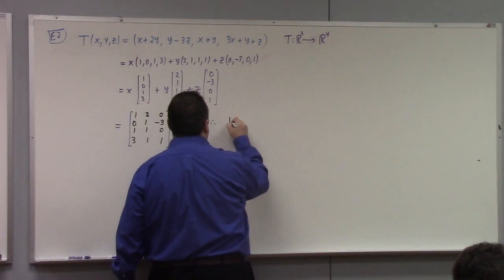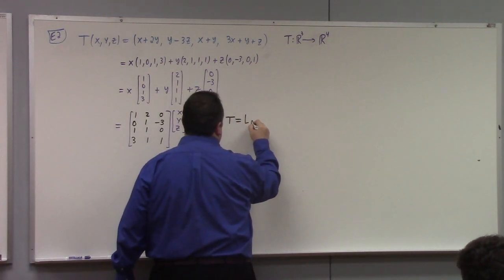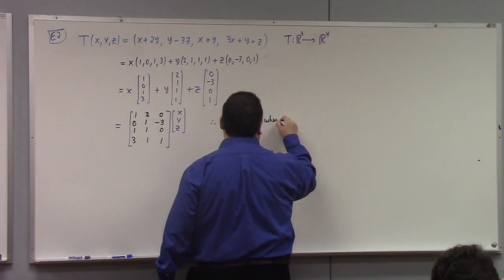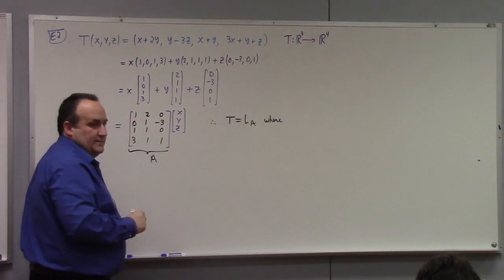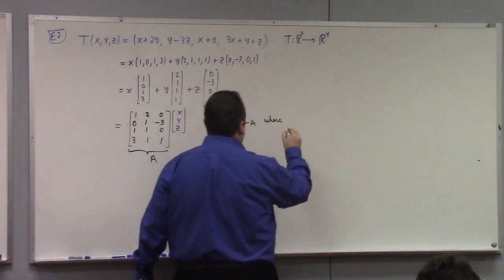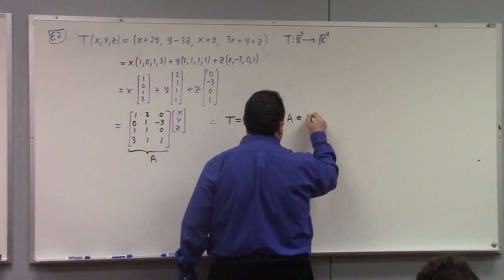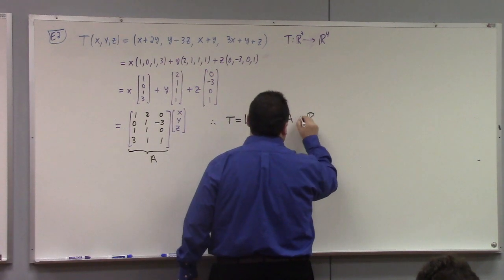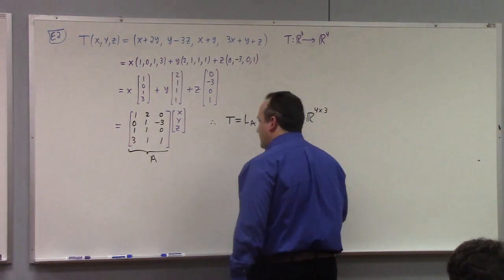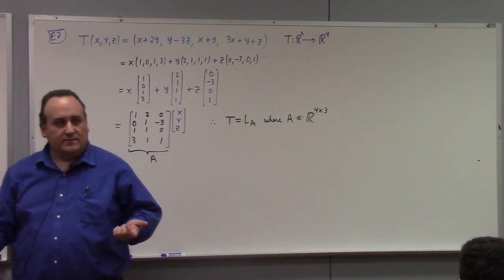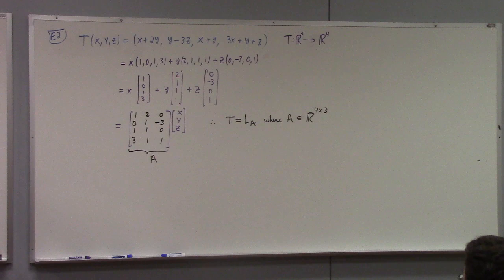Therefore, T is equal to L sub A, where this is A, right? So A is a what? It is a 4 by 3 matrix, right? Consequently, this is a what? This is a linear transformation, okay? So if you can write the formula as a matrix multiplication, it is a linear transformation.